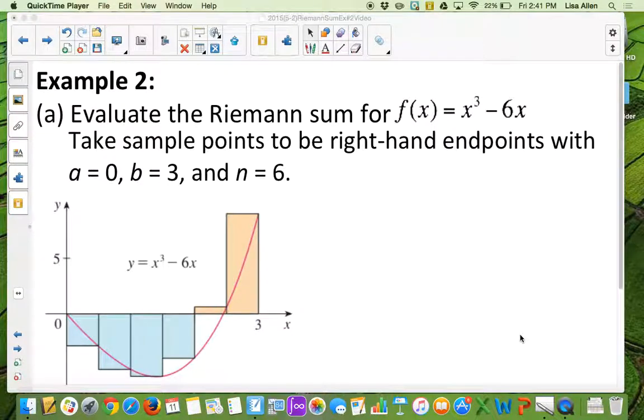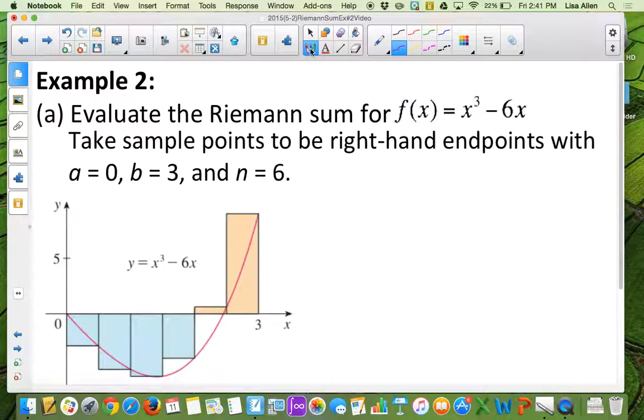I thought maybe example 2 was challenging enough that I would put a video together for you to review while you're at home, students. So example 2 says, evaluate the Riemann sum for f of x equal to x cubed minus 6x.